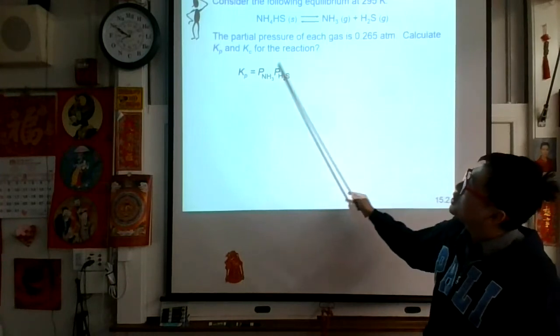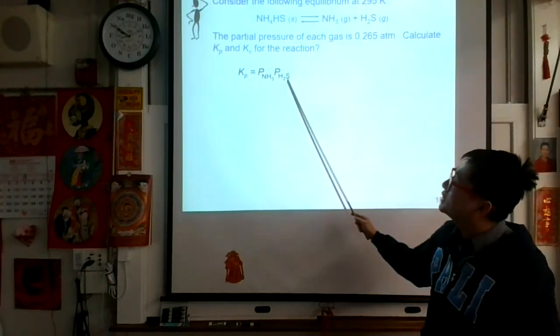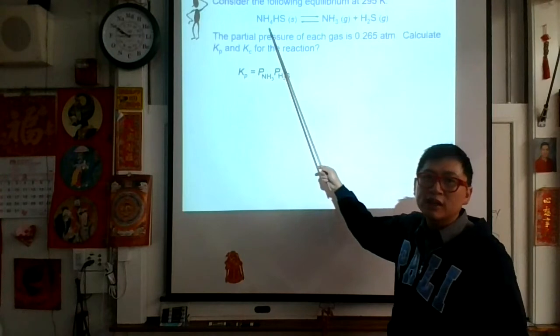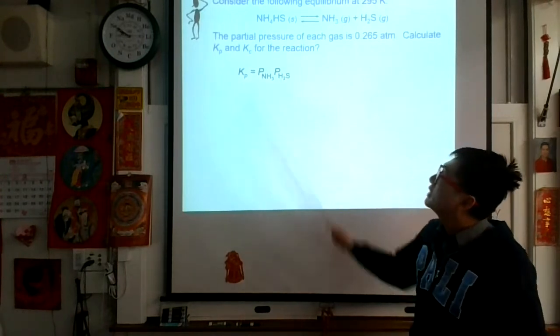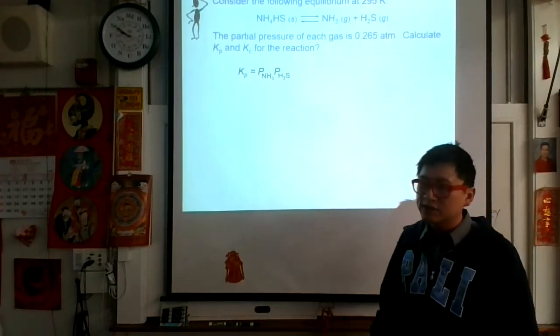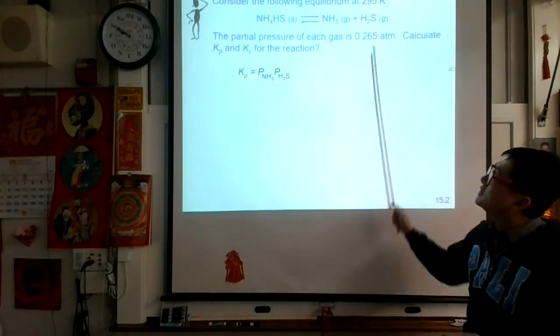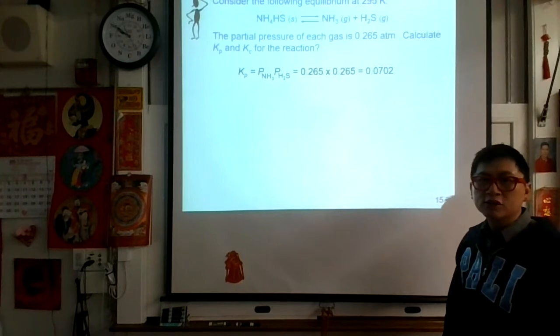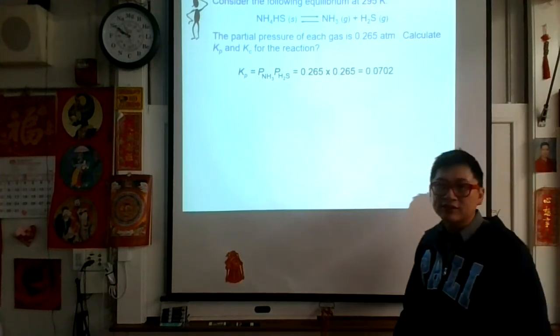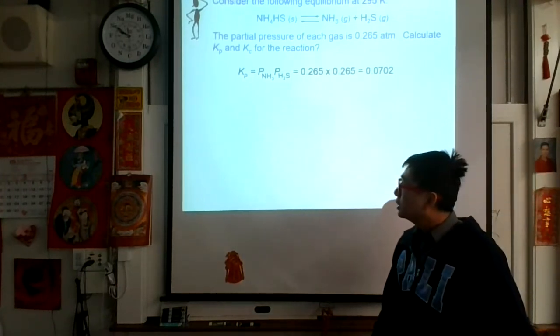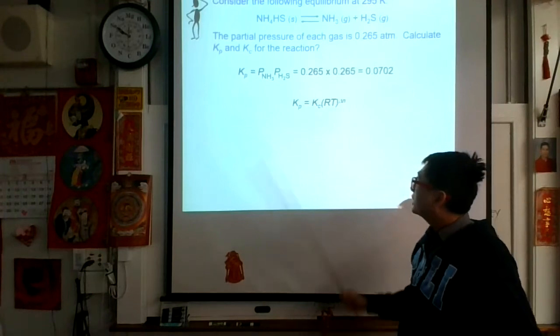Notice I have the pressure of NH3 and the pressure of H2S. I did not include the solid, because we don't include solids nor liquids. What's the pressure of each of these two gases? It says it's 0.265. So plug it in, I get 0.0702. So I plugged it in, and I found Kp.